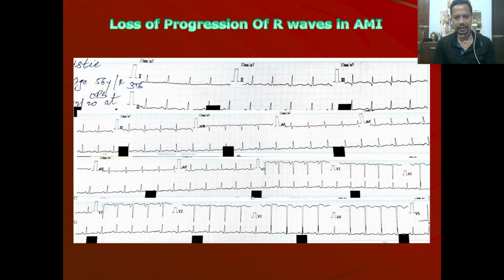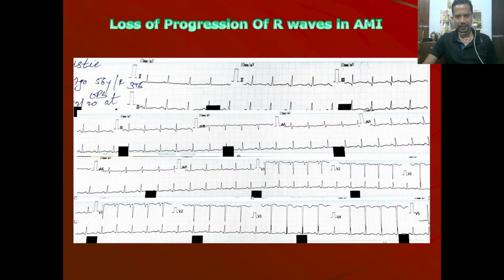Now in this ECG, it looks like a totally normal ECG. There is no ST elevation, there is no coving. Many times you should know that in anterior MIs, the progression of the R wave is lost, and sometimes the amplitude of the R wave shortens, it narrows down, and that is a sign of MI. But if you look like this, the ECG looks normal.